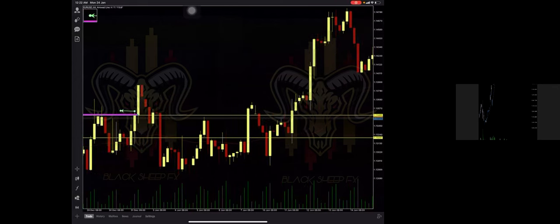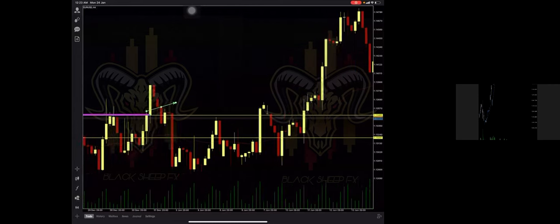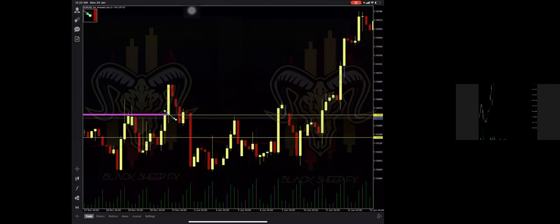So this is why when it broke this, it was already about time for it to break. So one thing about Euro USD and currency pairs: when it breaks my zone, you still have time to recover. For example, if you hold it, you can still get your profit. But with gold, it's different.